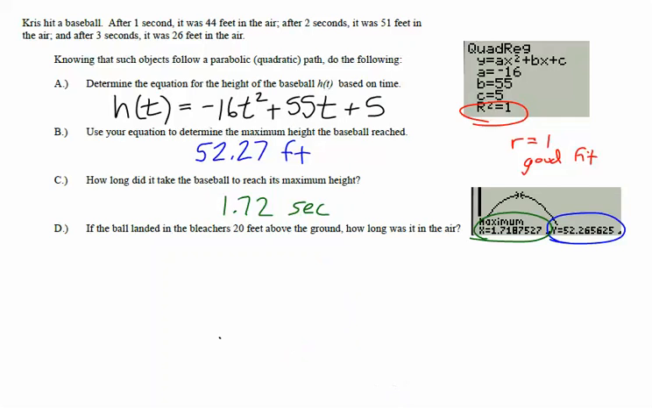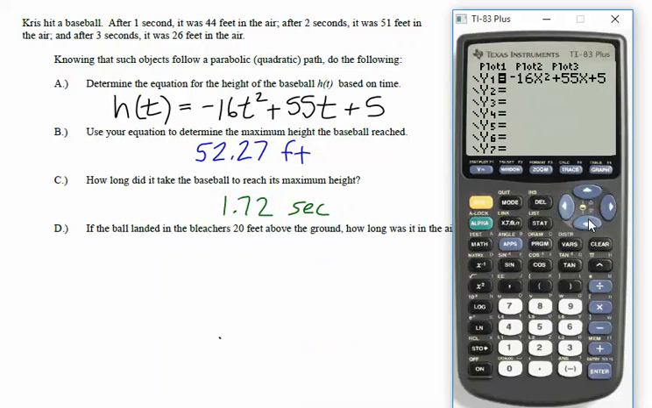We go back to our calculator, go into our Y equals. We're going to include now Y2. Y2 is equal to 20. And when we go to our window, we really need to see the Y value of 20. So I'm going to change this, make the Y max 40, hit graph.